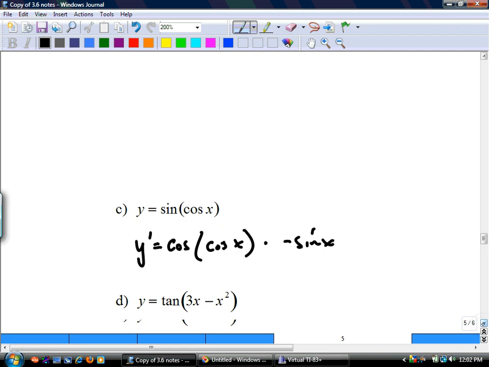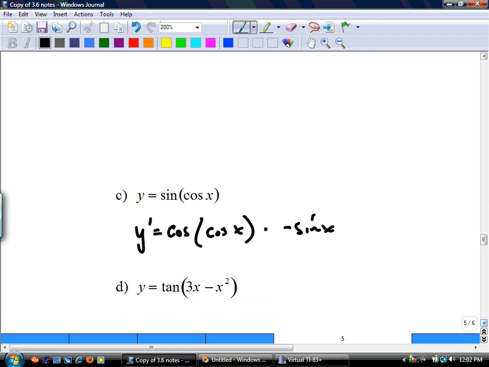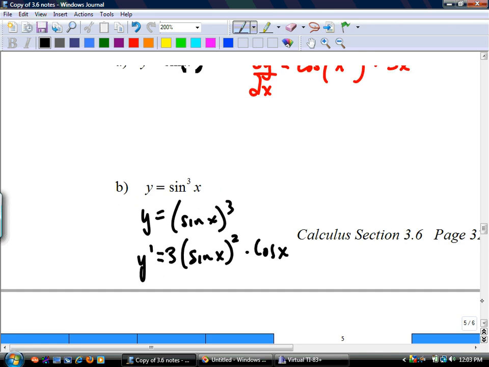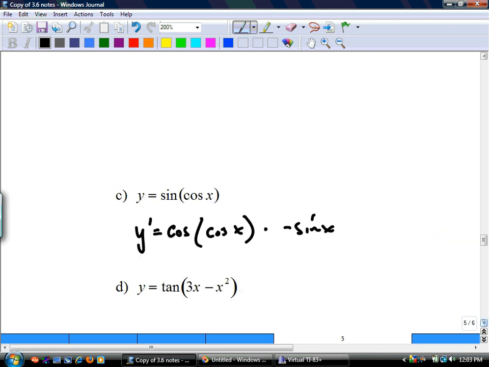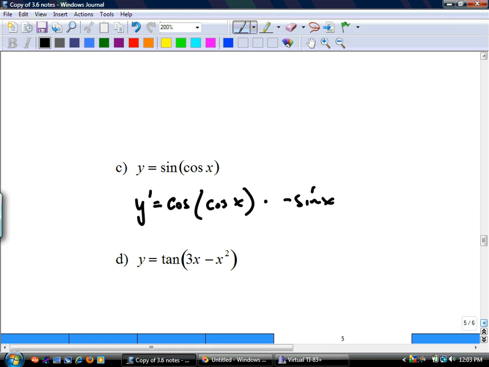Okay, what's D? Okay, derivative of tan is secant squared. Did you know that? Derivative of 3x minus x squared is 3 minus 2x, and you're done.